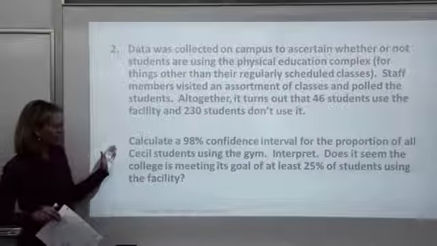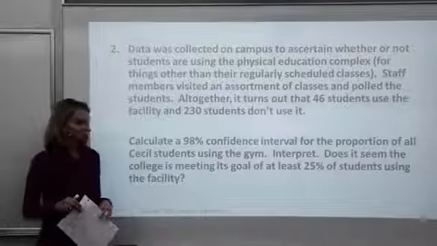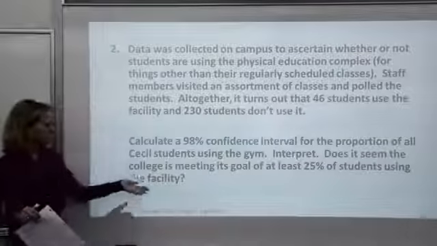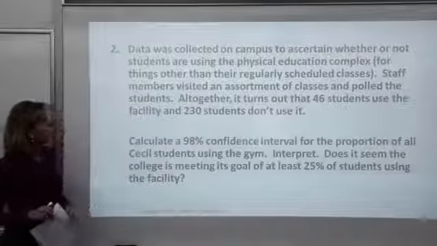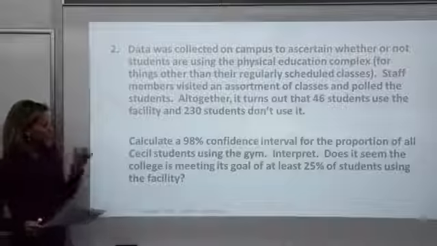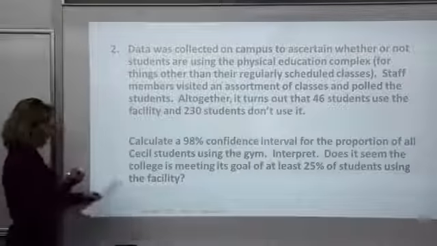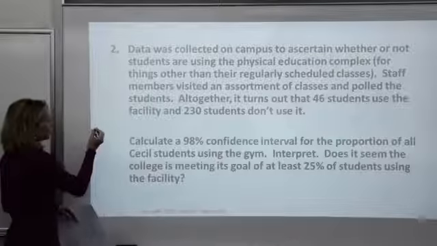Does it seem the college is meeting its goal that at least 25% of students are using the facility? So we're going to see if we can use our confidence interval to answer that question. Okay, so first thing, let's start with our assumptions. I think I'll squeeze them on here and then I'll go to the next slide. So always check your conditions.